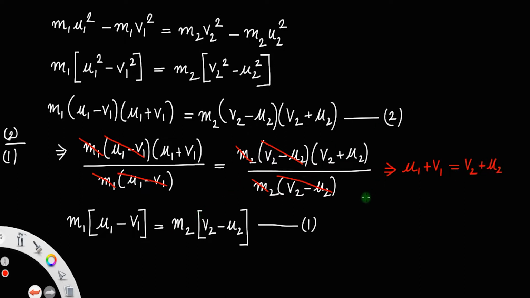Clear? Now this can be written as v2 is equal to, taking u2 to the left, u1 minus u2 plus v1. Call this equation number 3. Now substitute this 3 in equation number 1. What do you get?